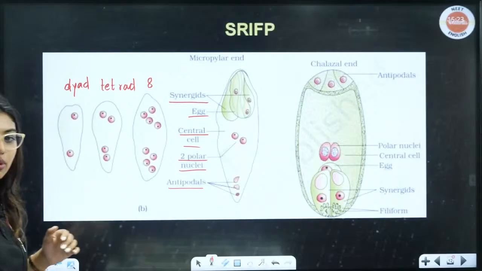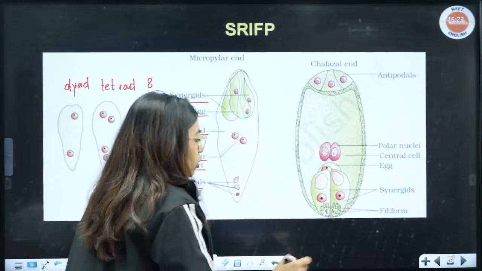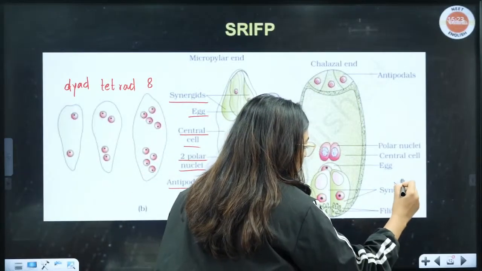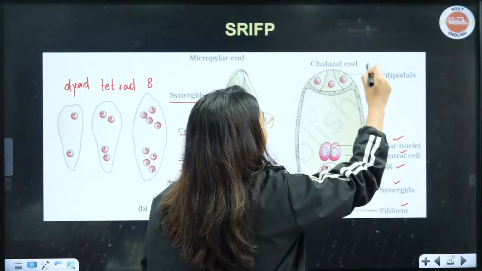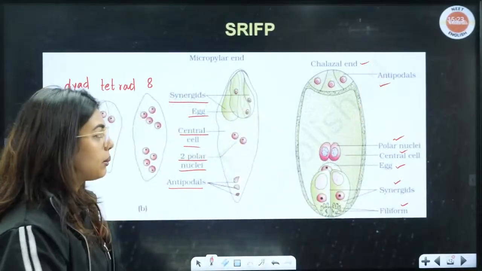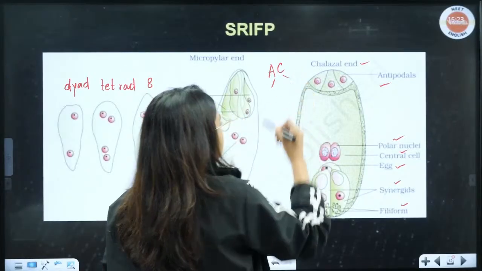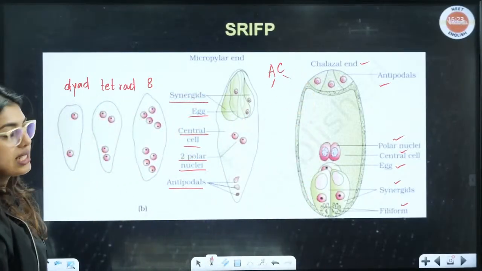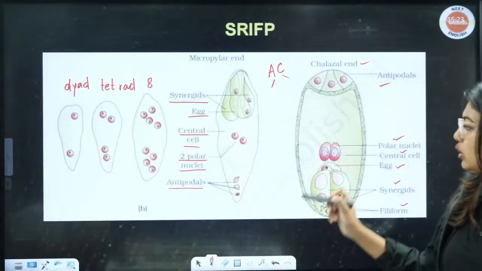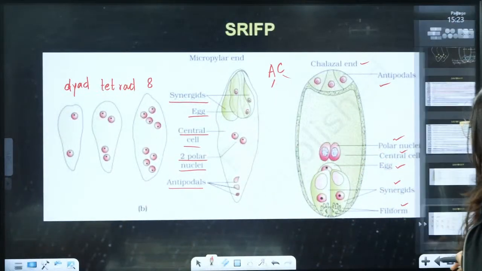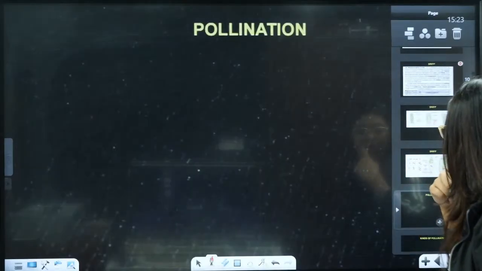Okay, I have drawn it upside down, they have drawn it this way. I have basically drawn this. Okay, look here students, filiform apparatus, synergids, egg, central cell, polar nuclei, antipodals to the chalazal end. Okay, remember like this, AC. A for antipodal, C for chalazal end. Okay, AC is how you will remember this. Okay, I hope it's clear. What they have drawn like a yolk is the polar nuclei. Okay, so embryo sac is understood.